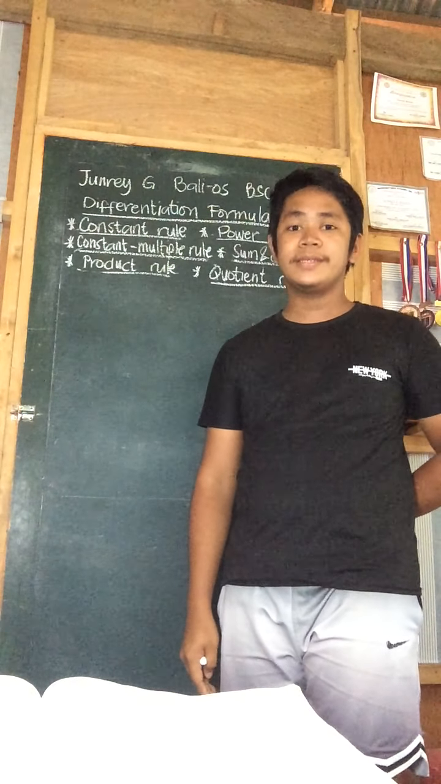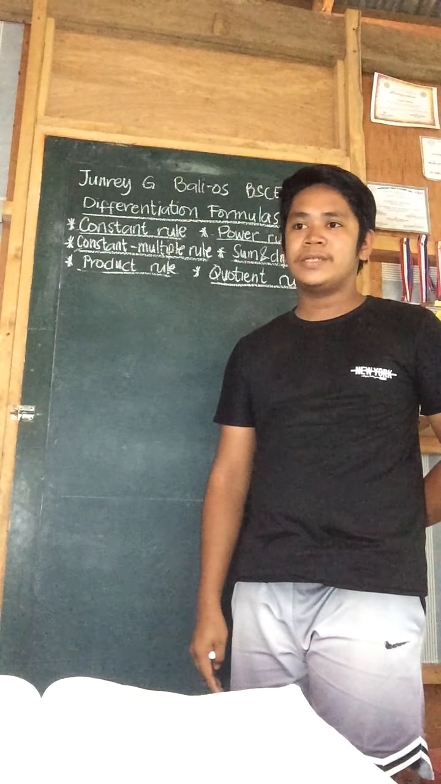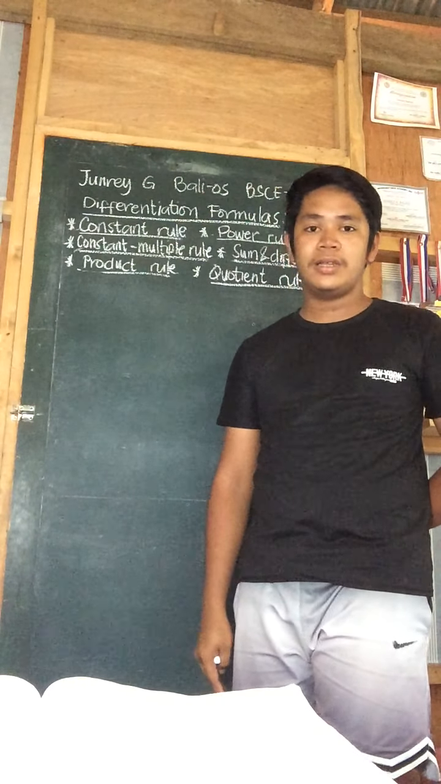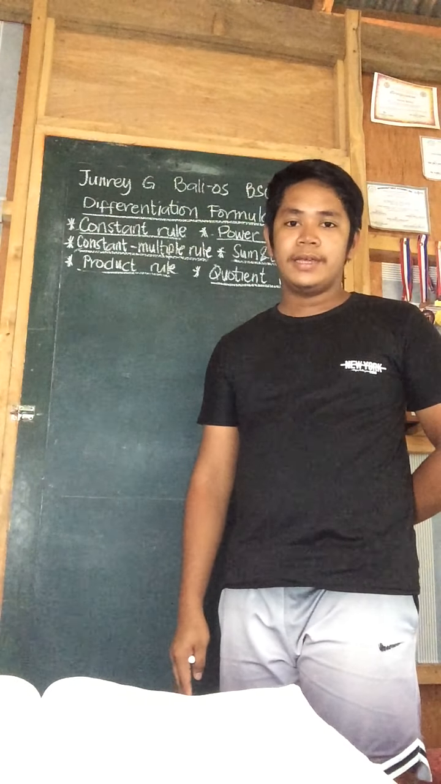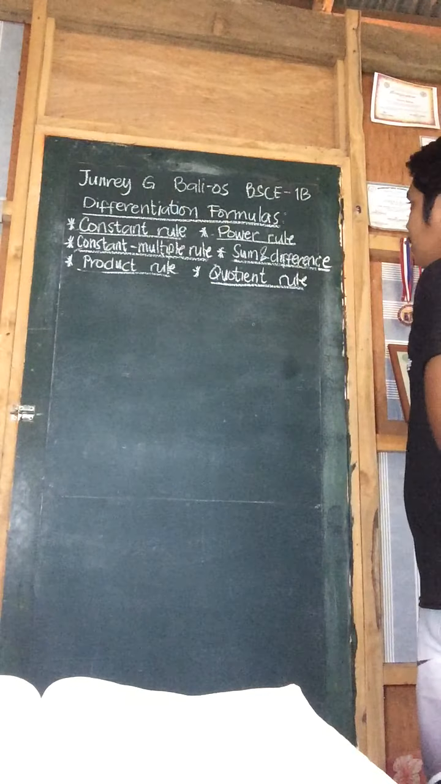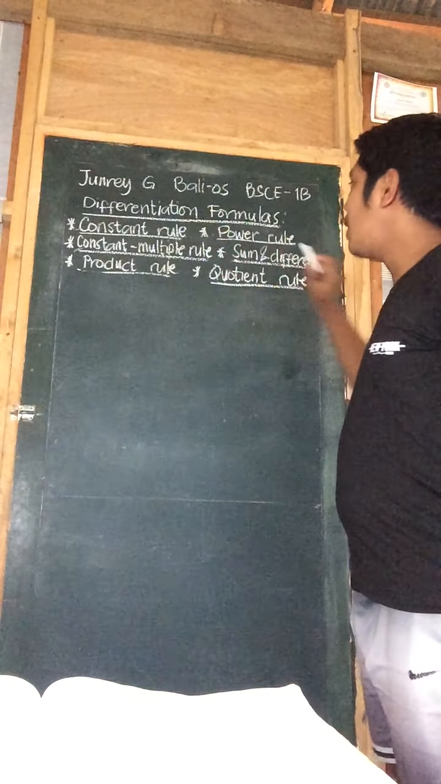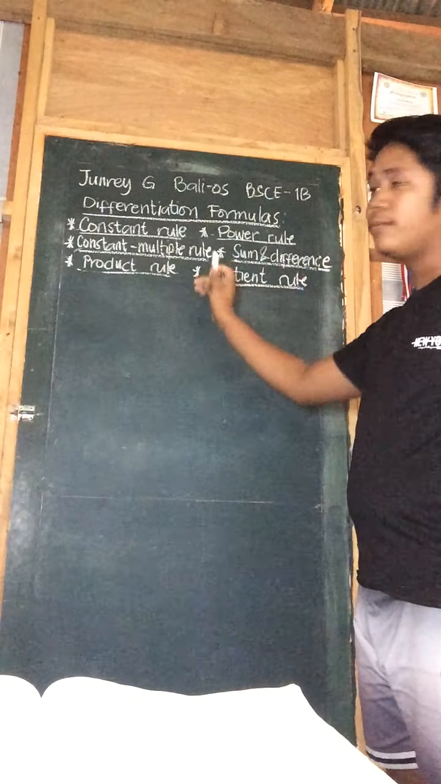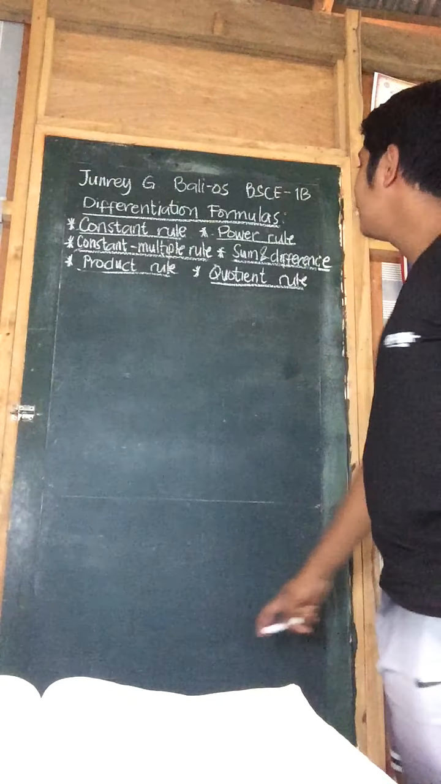Differentiation formulas, or simply the basic differentiation rules. So first, what is differentiation? According to Wikibook's website, differentiation is a process of finding a function that outputs the rates of change of one variable with respect to another variable. So we have here the 6 differentiation rules. First, we have the constant rule, the power rule, the constant multiple rule, the sum and difference rule, the product rule, and last, the quotient rule.